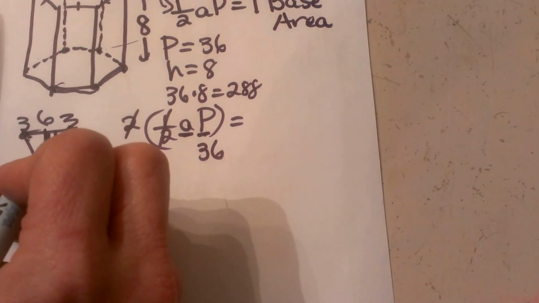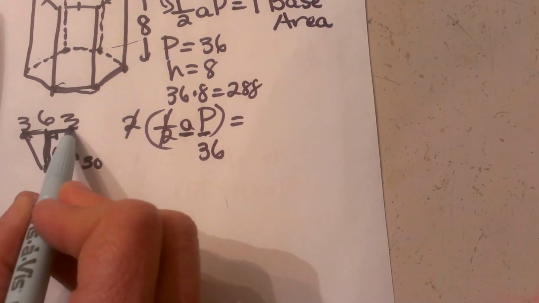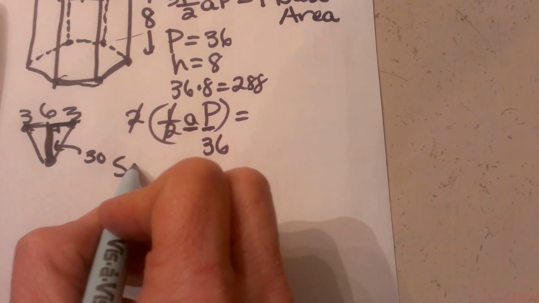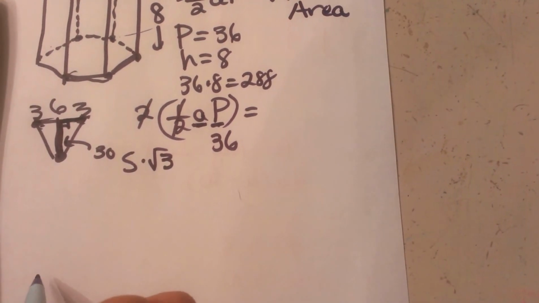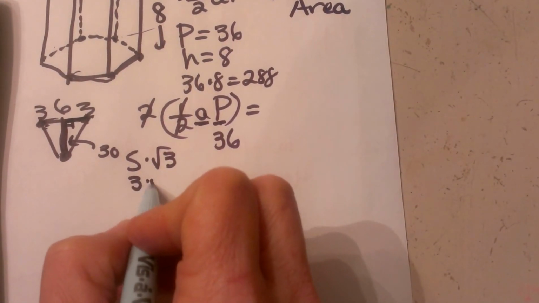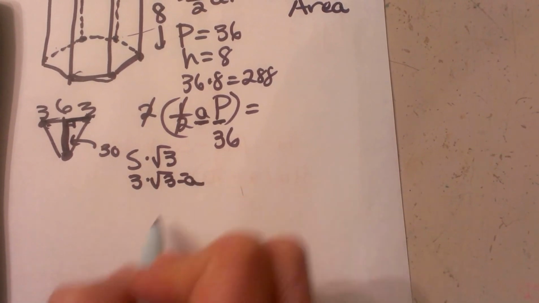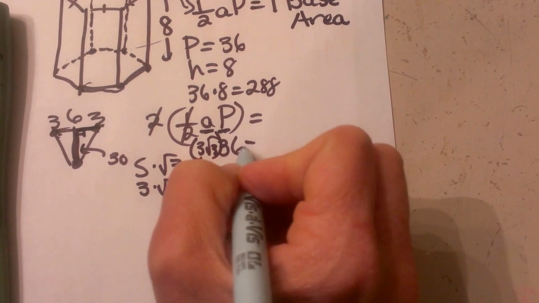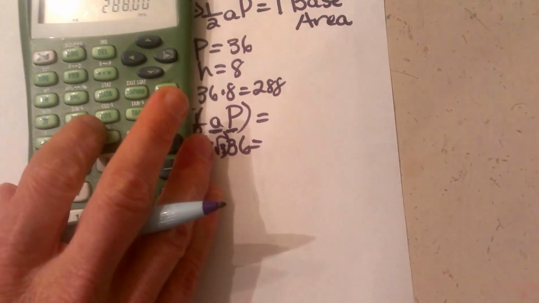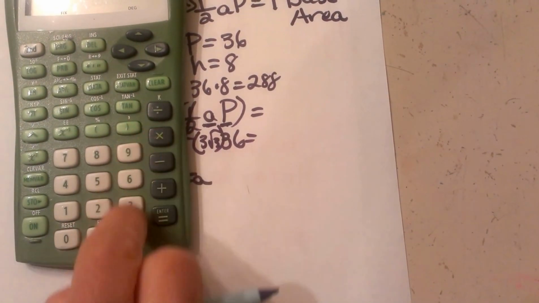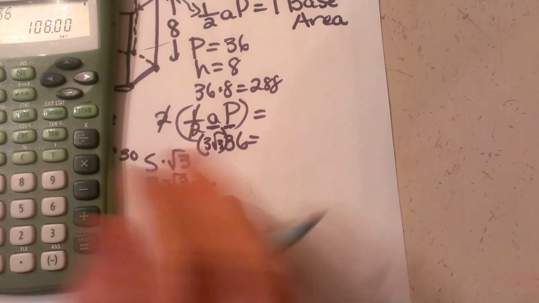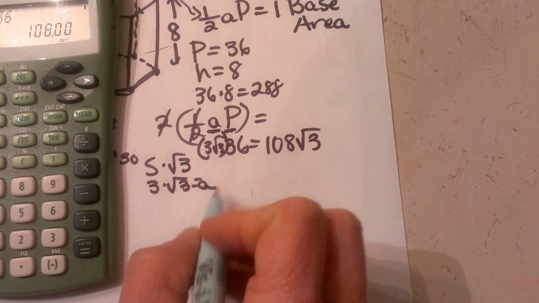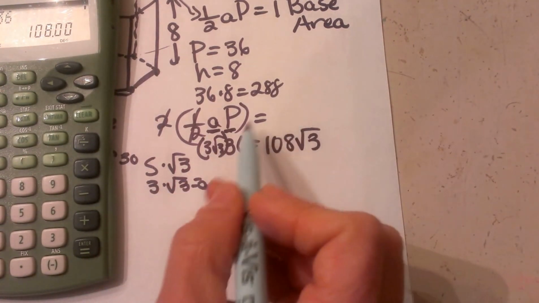So I'm now working with the 30-60-90 triangle, where the short leg is 3. Well, to go from short leg to long leg, I take the short leg times the square root of 3, and that gives me the long leg. So I'm just going to take 3 square root 3, and that's equal to my apothem. So I'm going to plug that in here, 3 square root 3. Okay, so now let's clean that up a little bit. 3 times 36 is going to be 108 times the square root of 3, and that gives me the area of both of my bases.